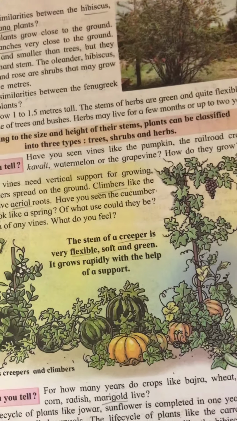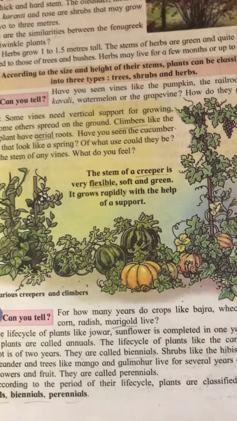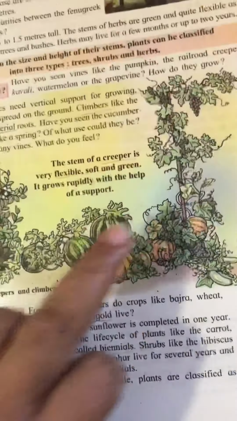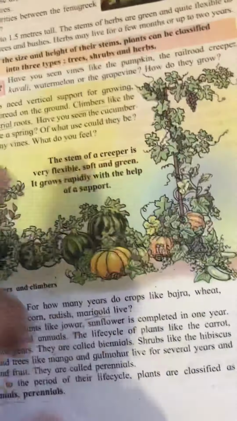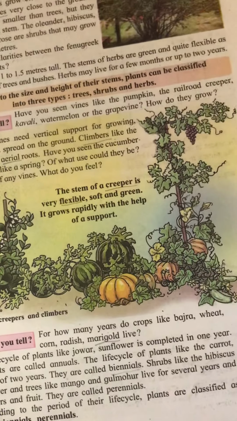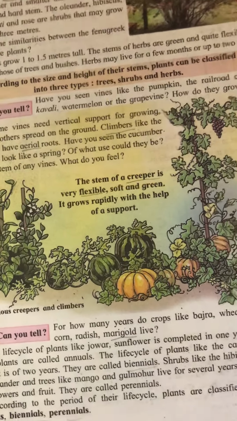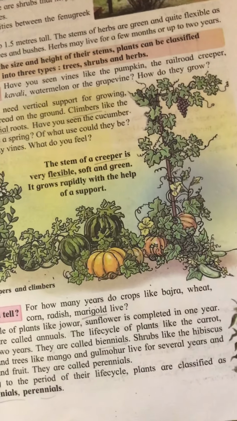According to the size and height of their stems, plants can be classified into 3 types. These are the trees, these are the shrubs, and the herbs. They have not given pictures. I will post it. Now, have you seen vines like the pumpkin, the railroad creeper, the kaveli, the watermelon, or the grapevine? How do they grow?